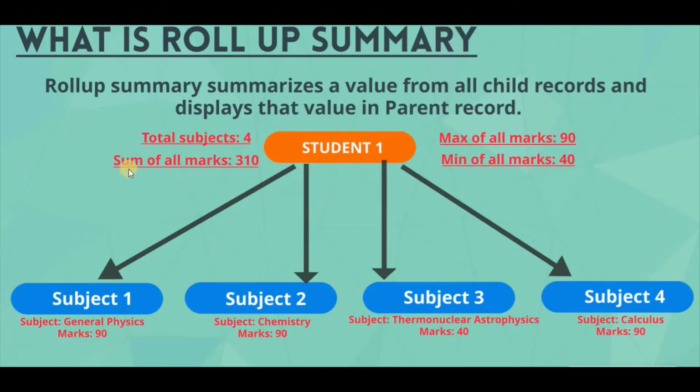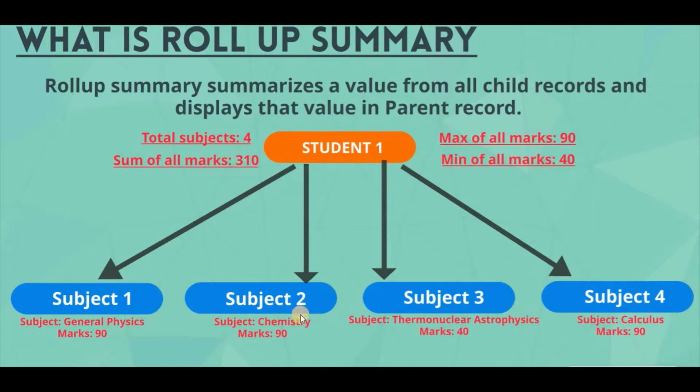In the same way, if you want to calculate the sum of all marks, in here we have subject 1 general physics 90, for chemistry he or she got 90, thermonuclear astrophysics got 40 marks, and for the fourth subject, calculus, he or she got 90 marks. So if you want to calculate the sum of all records and display that in the student record, we can use a rollup summary field, which will calculate 90 plus 90 plus 40 plus 90, which is 310.